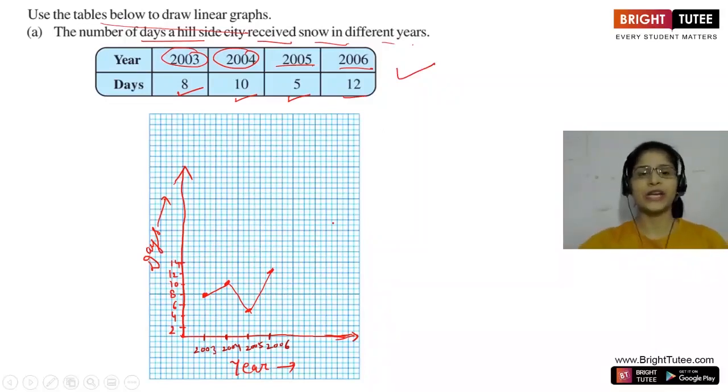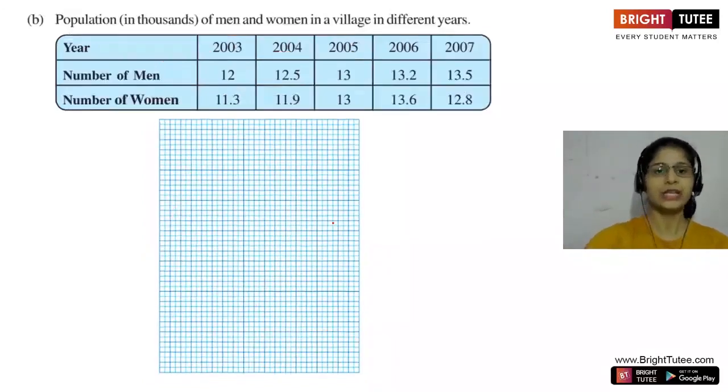Quite easy to draw. Just represent the information, year and days, on both the axes. Then just mark the points, in which year, which is the number of days, and then join all of them. Okay, join in the same order, like first 2003, then 2004, then 2005, and then 2006. Don't just join anything with any other. Okay, join in the particular order. Same we have to do in this.